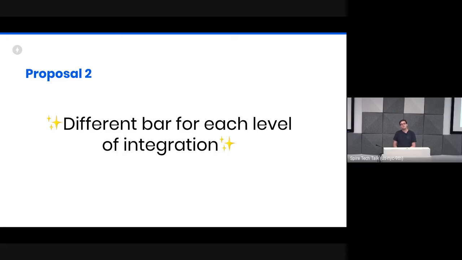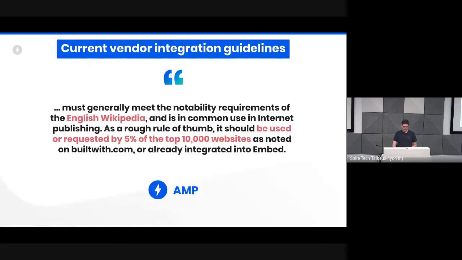But if we have these different levels of integration, there should be a different bar for each level. What does this mean? Let's take a step back for a second. These are the current requirements to have your own extension in AMP. You can read it, but the gist is it must meet notability requirements in English Wikipedia and be used or requested by 5% of the top 10,000 websites. So the question is, is this actionable right now?